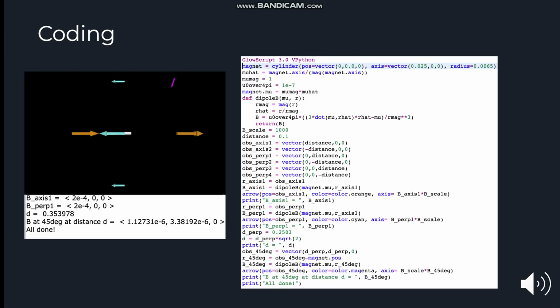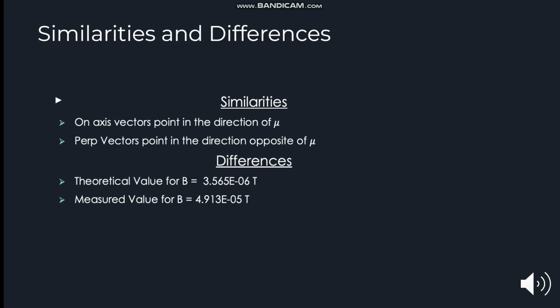And here's our code. And so we have the surrounding magnetic field, which are the arrows above and to the sides of the magnet. And here's our code to the side as well.